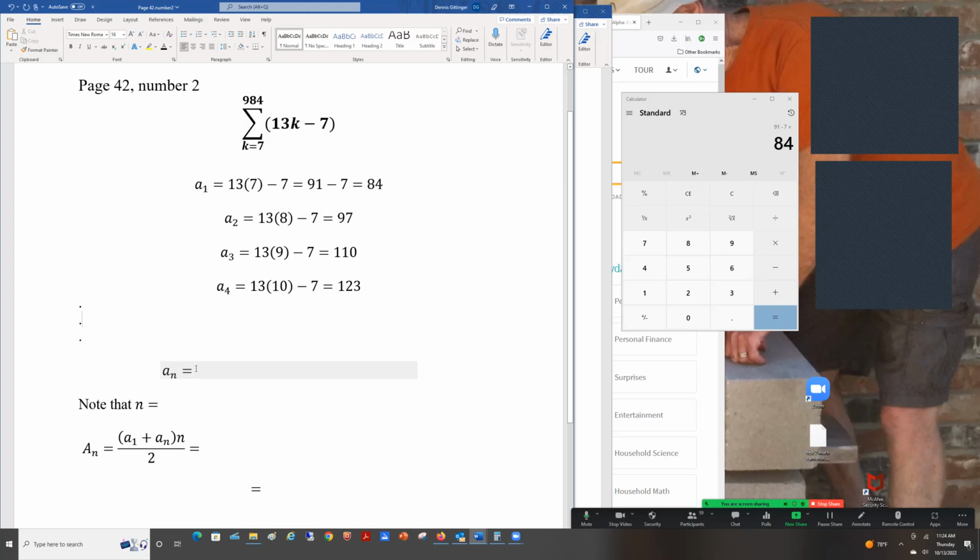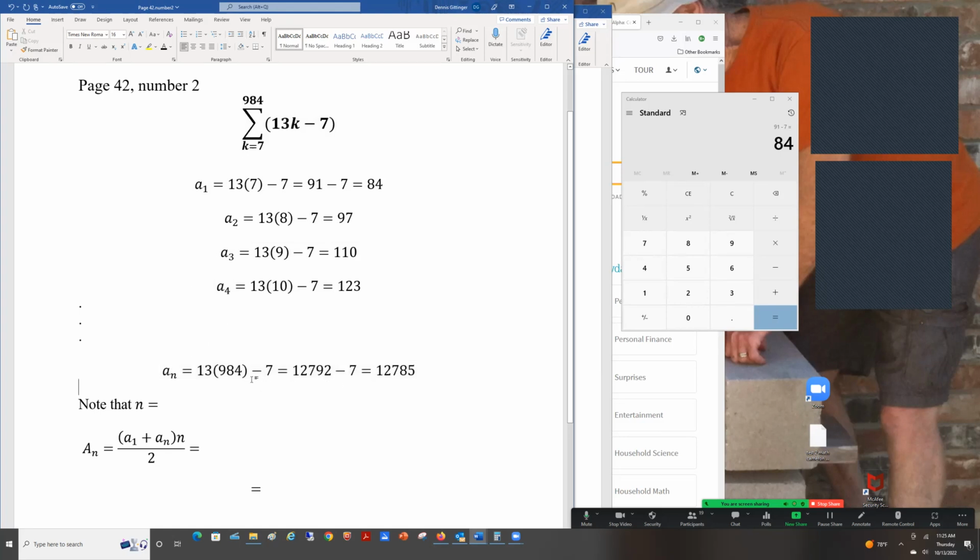And the last term of the series, again, is not 984. The last term of the series is what you get when you replace k with the upper limit of 984. So that's going to be a calculation that I hope you use your calculator to figure out. 13 times 984, because that's what that is, minus 7. And I will send this video link to you so that you can verify that if you want.